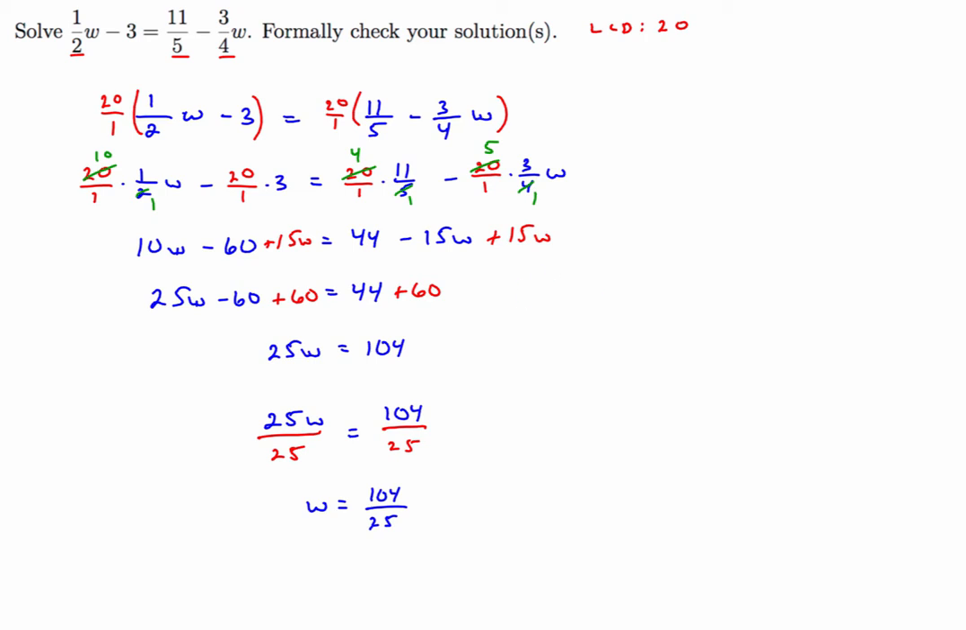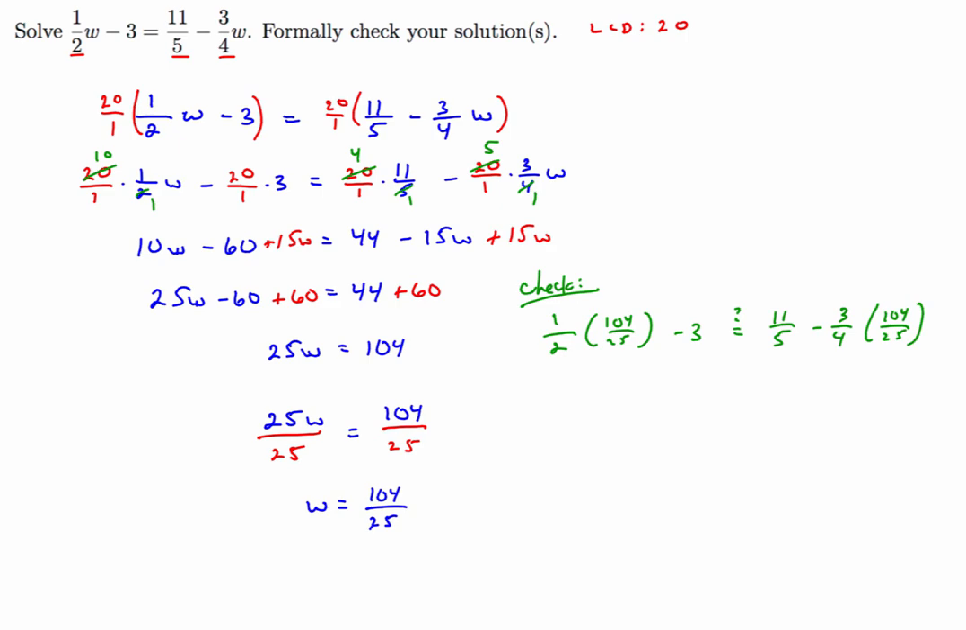Assuming our work is correct, we should have the solution for this equation, but we want to formally check that. Substituting 104 over 25 in for all the w's, I will be checking: is 1/2 times 104 over 25 minus 3 equal to 11 over 5 minus 3/4 times 104 over 25?